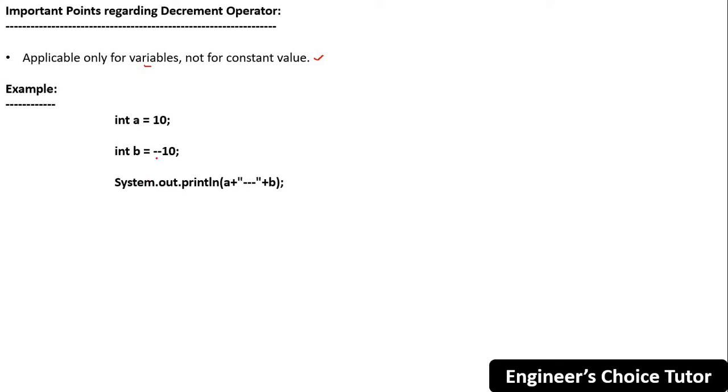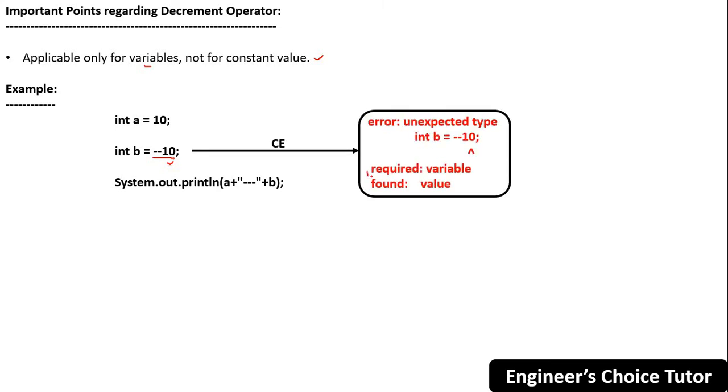Next, important points regarding the decrement operator. Whatever points we have covered for the increment operator, the same points are applicable for the decrement operator also. For example, it is applicable only for variables, not for constant values. If you try to apply this on a constant value like 10 here, then you will get a compile time error saying unexpected type, required is variable and found is value.